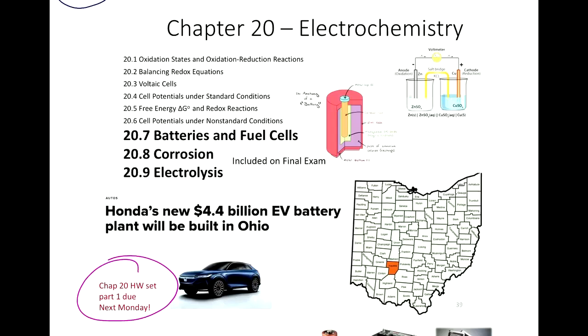I like this part of the chapter because we're applying a lot of what we've been learning about. Positive cell potentials, harnessing the transfer of electrons. This is important for battery operation.